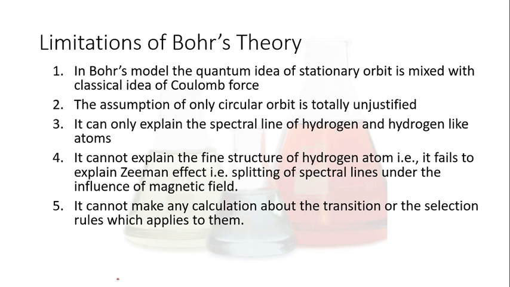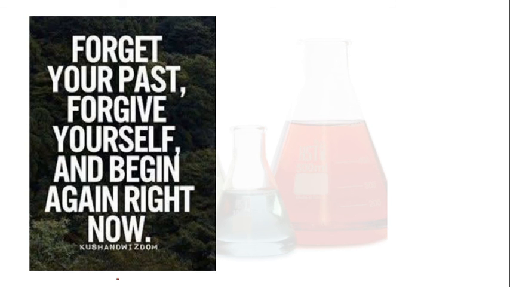It cannot explain the fine structure of hydrogen atom, that is, it fails to explain the Zeeman effect, that is splitting of spectral lines under the influence of a magnetic field. So this was not explained by Bohr's theory. It cannot make any calculation about the transition or selection rule which applies to them. Okay. So these are the 5 limitations of Bohr's theory. Thank you.